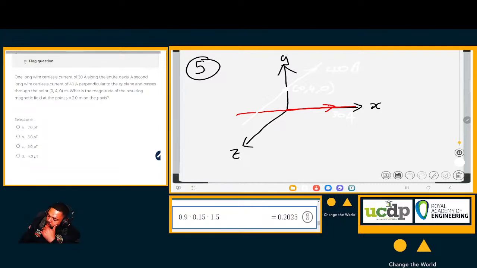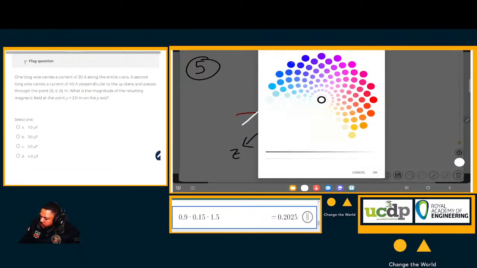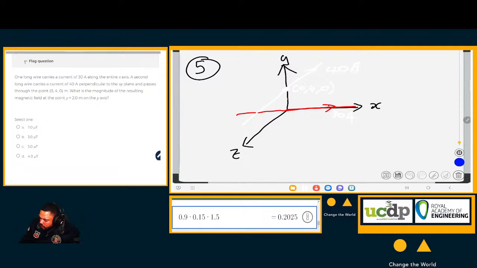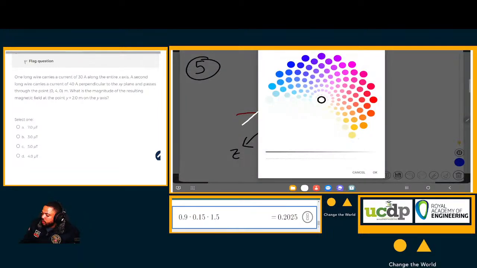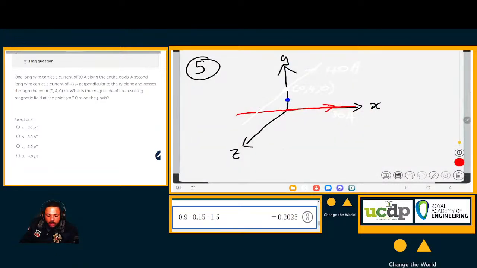We have one going through the xy plane, perpendicular to the xy plane, and it passes through that point. Now they want to know what is the magnitude of the resulting magnetic field at the point y equal to 2 on the y-axis. So y equal to 2 is here, halfway between. What's the magnetic field at that point? Let's do it for the red wire first, since we did draw the red one first.